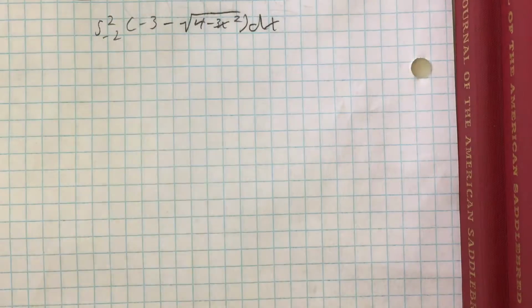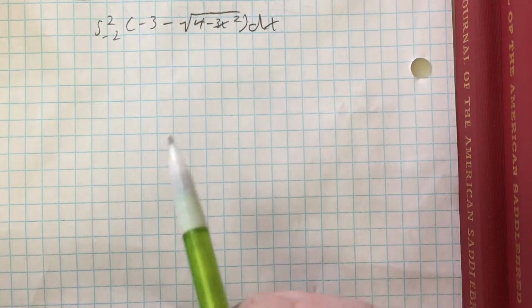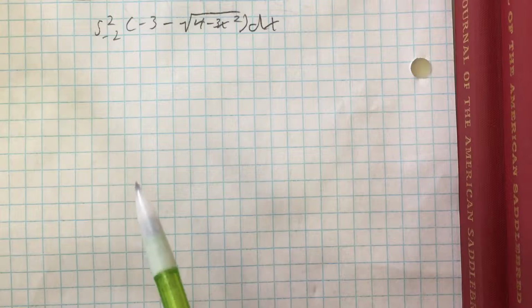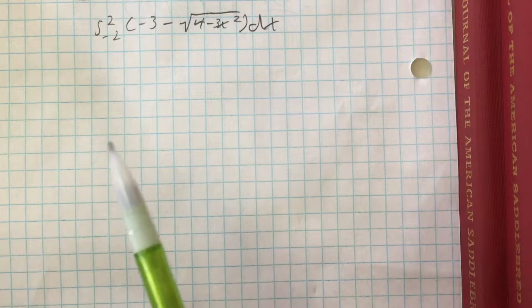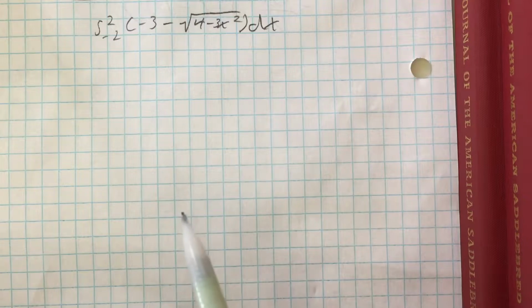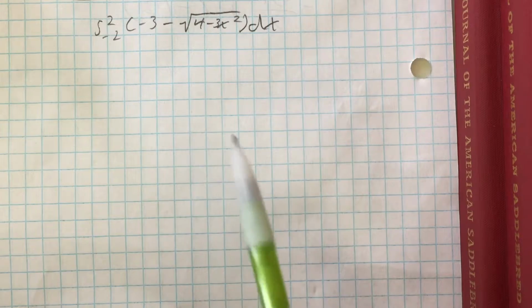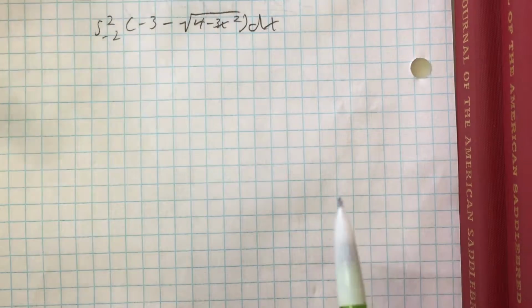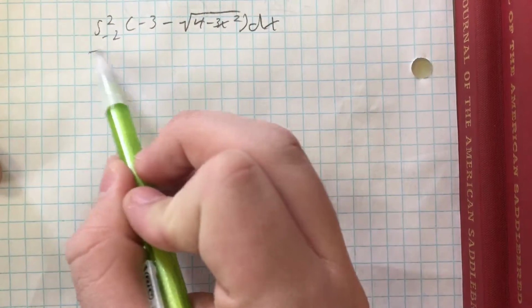I'm going to be using geometric area to solve for the definite integral. And the equation I'm going to be using is to integrate between -2 to 2 of the function -3 minus the square root of 4 minus 3x squared dx. The first step in a geometric area problem is to draw our graph.